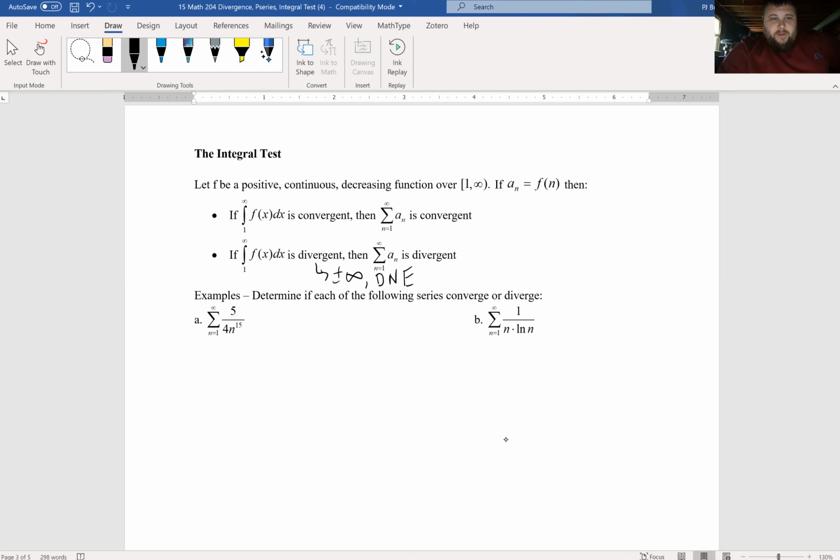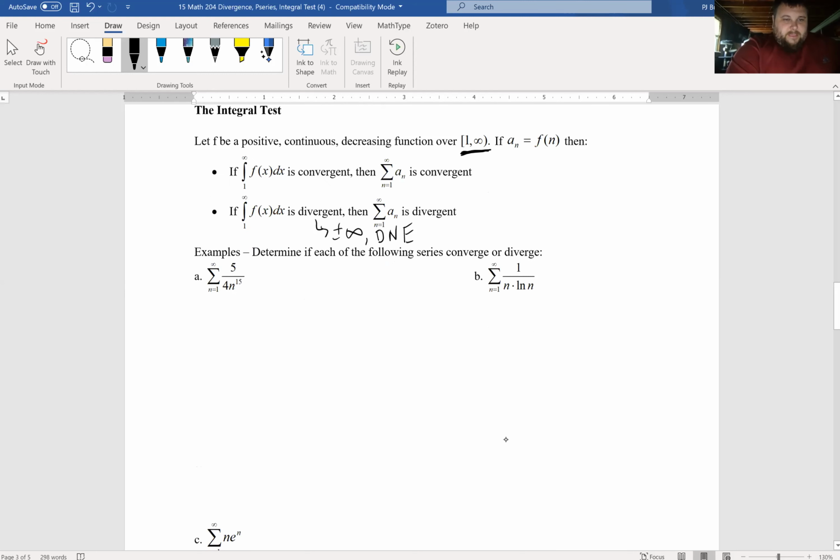Now, notice it says the function should be positive, continuous, decreasing. And notice it says from 1 to infinity. It doesn't have to start at 1, right? If this sum here was n equals 3, then you would just start your integral at 3.